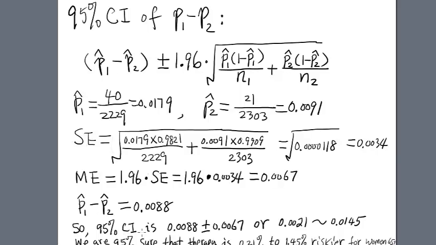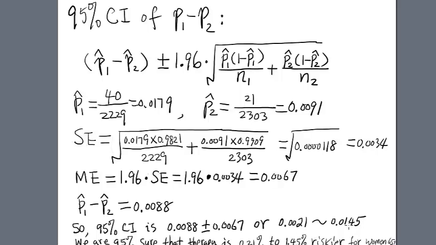So 95% confidence interval is the estimate, well, this is the difference between sample proportions, plus minus margin of error, written in explicit form, and in percent it's 0.21% to 1.45%.